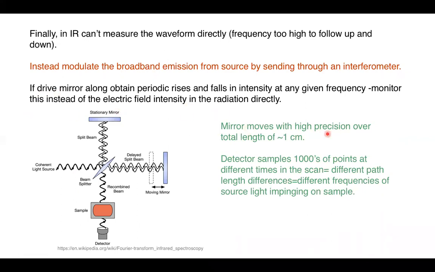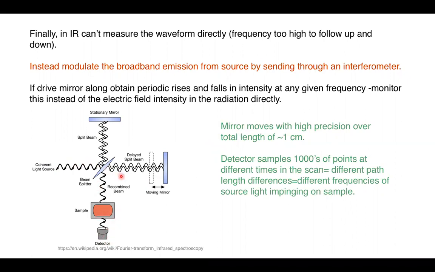So the mirror moves with high precision over the total length of about 1 centimeter. So we have here a moving mirror. We have a stationary mirror. We have our light source, which is coherent. And then here we have our sample and our detector.